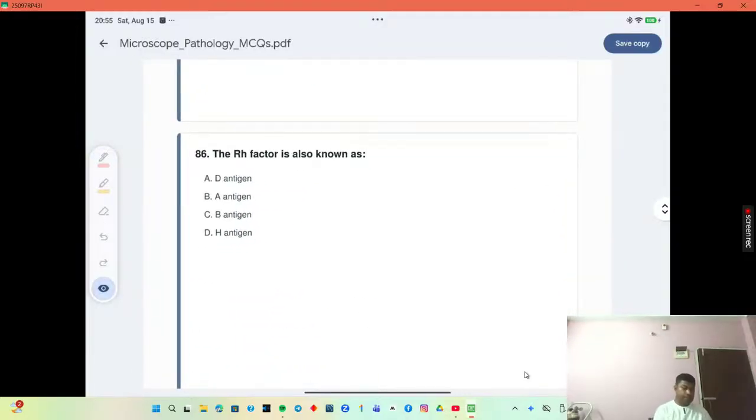The next question is given as, the RH factor is also known as D antigen. So what is the RH factor also known as? The RH factor is also known as D antigen.